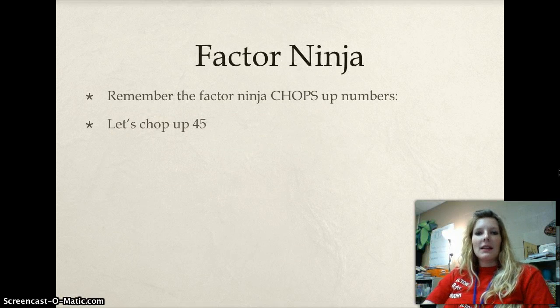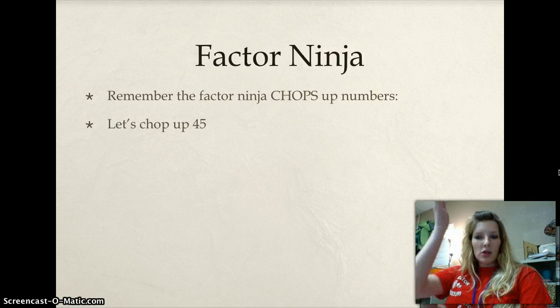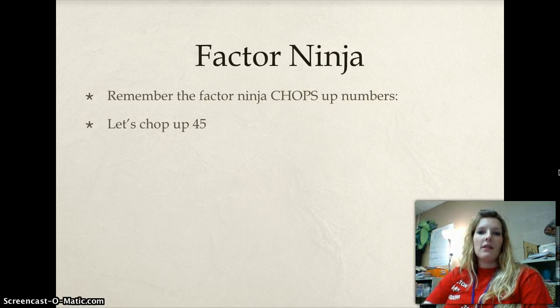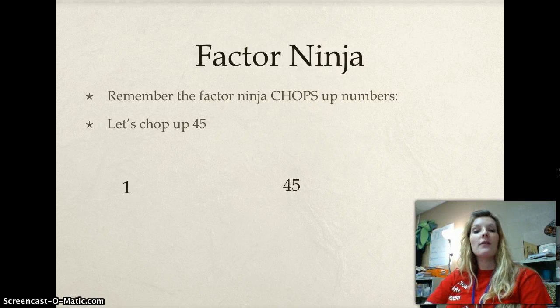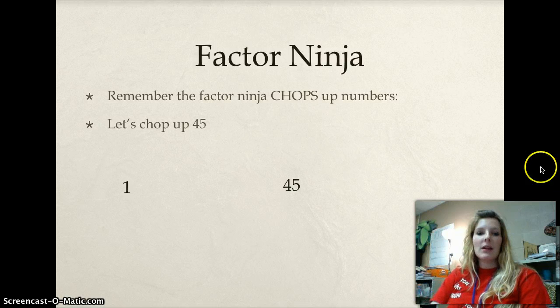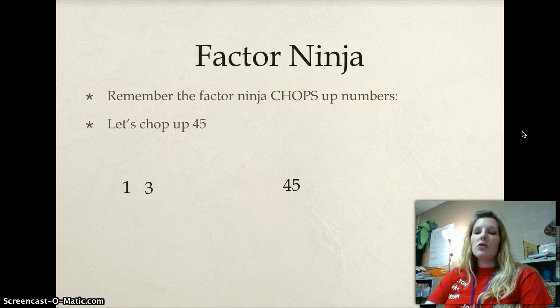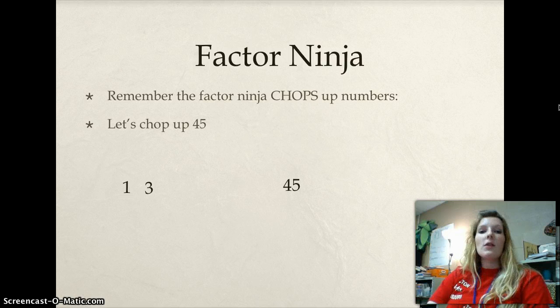Factor Ninja, we talked about this today. Remember the Factor Ninja chops up numbers? Let's chop up 45. So we start with 1, and 1 times what is 45? 1 times 45 equals 45. And I like to spread them out like that because we're going to put some numbers in between, just like we did in class. 2 cannot go into 45 because it's not an even number, so I move on to 3. 3 times what equals 45? If you're not sure, you can divide 45 divided by 3 to figure it out. Or if you know this fact, you can just tell me.